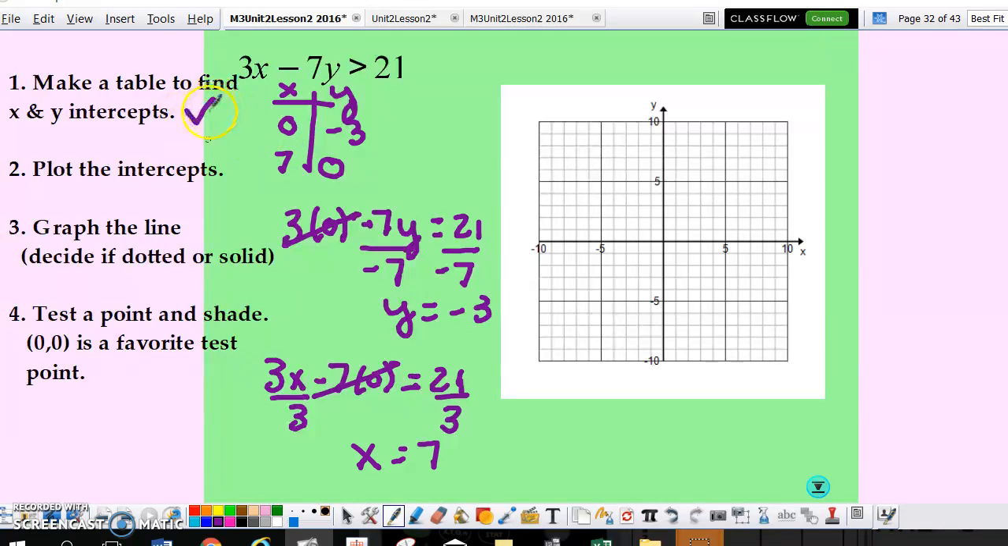I've done step 1. Now I need to plot the intercept. So I'm going to go 0, negative 3. Remember, that's the y value. So I'll go to negative 3 on the y-axis and 7 on the x-axis.